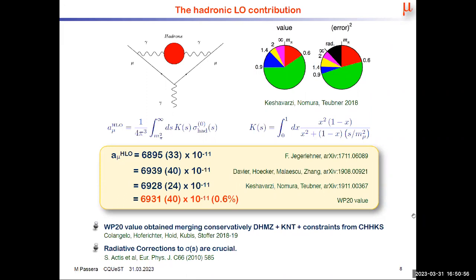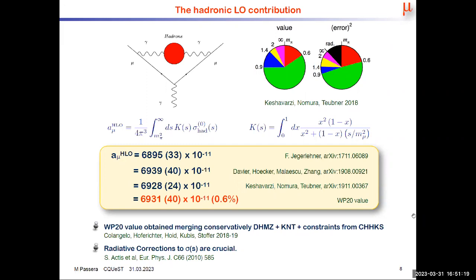Now, where should you measure this cross-section? Well, you see it here. We need it from the threshold, the mass of the pi zero, up to infinity. But actually, the weight function that you see here, this kernel function K, gives a lot of weight at low energy, roughly goes like 1/s. So it really matters very much, and you see the pie chart here.